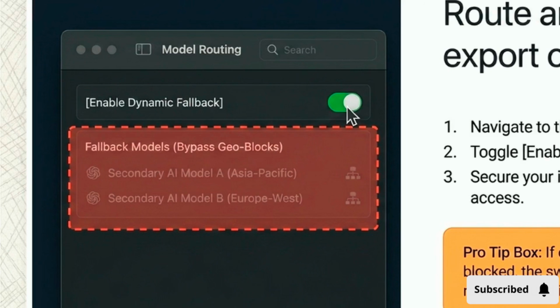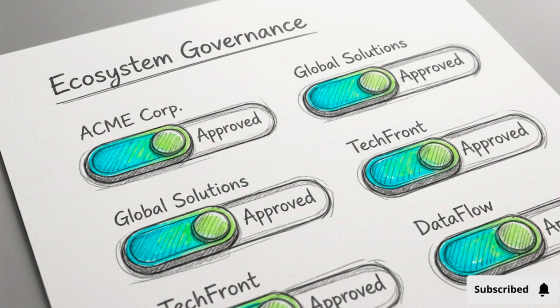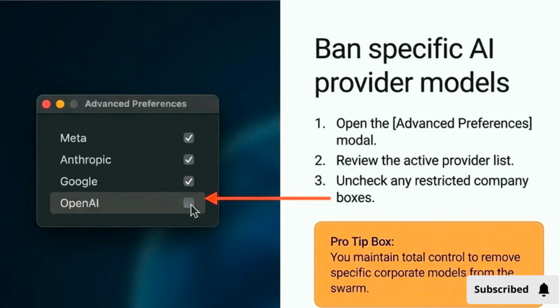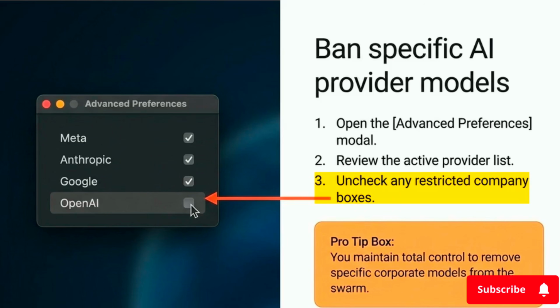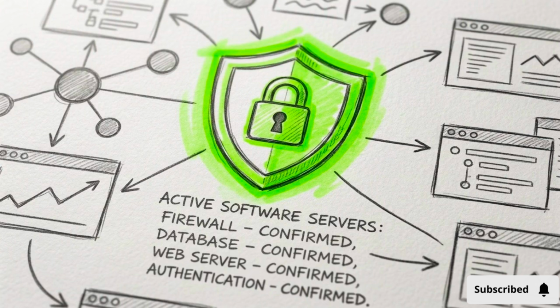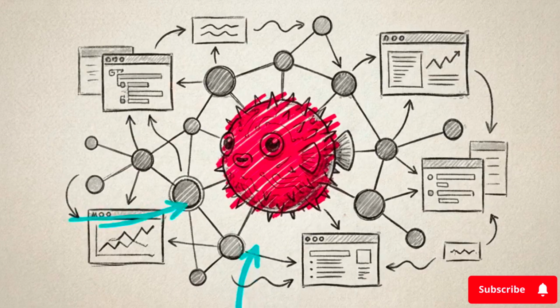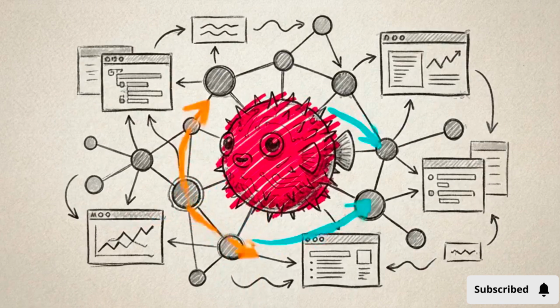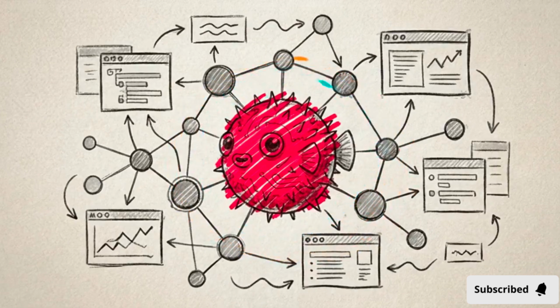Even with that automated fallback active, you maintain absolute authority over which corporate models are permitted to participate in your local ecosystem. Open the Advanced Preferences modal and uncheck the box next to any provider you want to restrict. The swarm will immediately update its routing to exclude them from future tasks. With dynamic fallback enabled and your provider list locked in, your environment becomes a self-healing loop. Your workflows will complete successfully even if massive regional server outages occur.